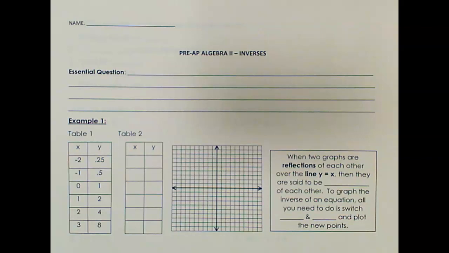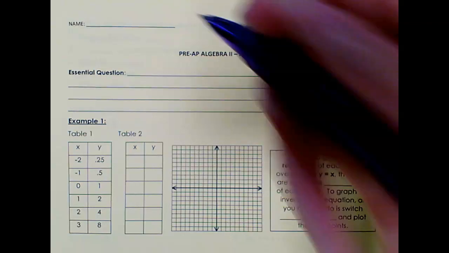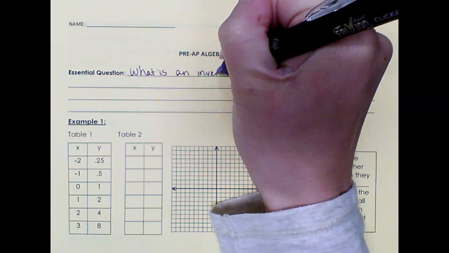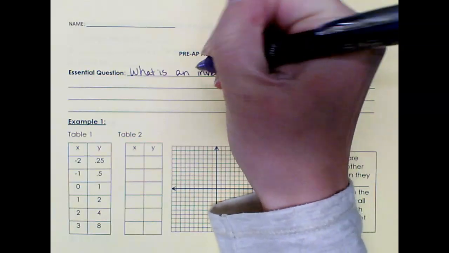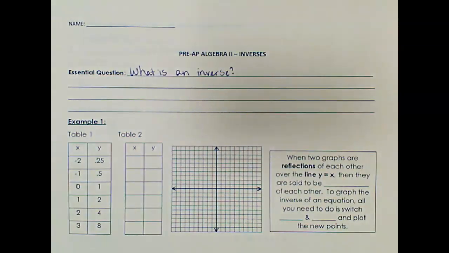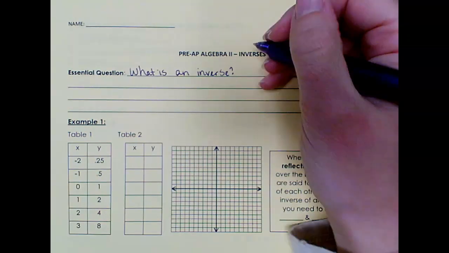Our topic today is about something called an inverse. So our essential question, since we really don't know what an inverse is: what is an inverse? That's one of the things we need to answer. And then once we figure out what it is, we want to know how do you find the inverse of a table, of a graph, or of an equation?